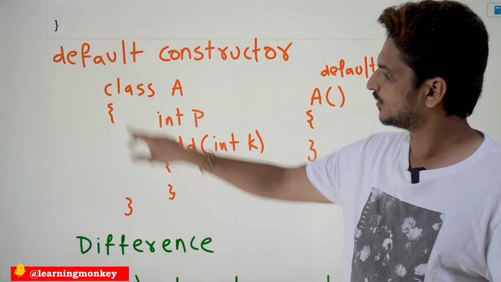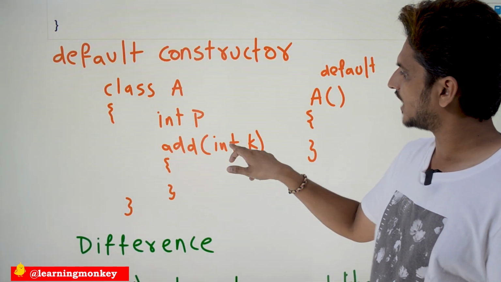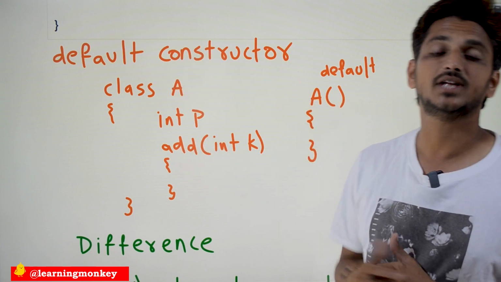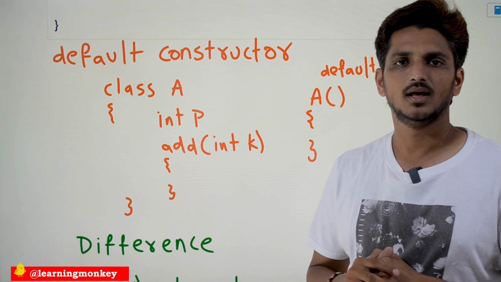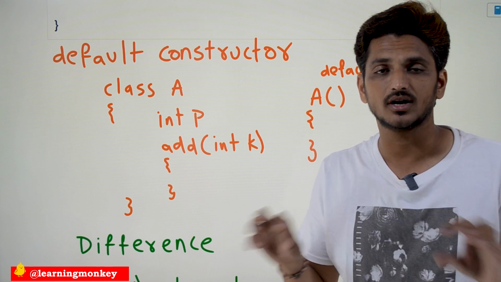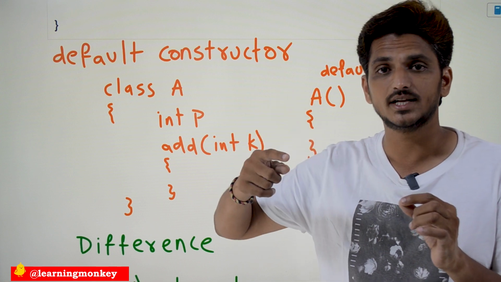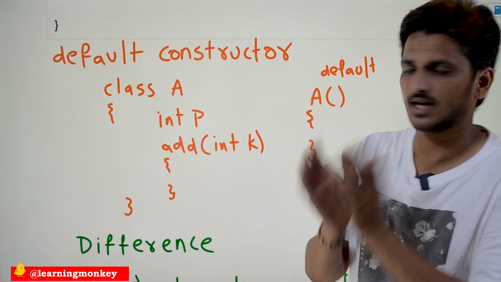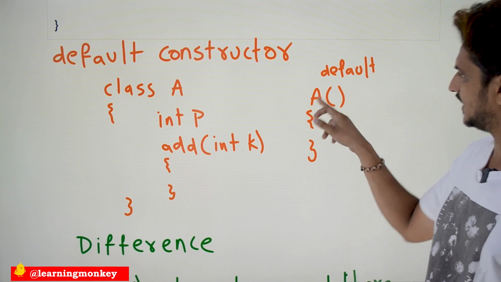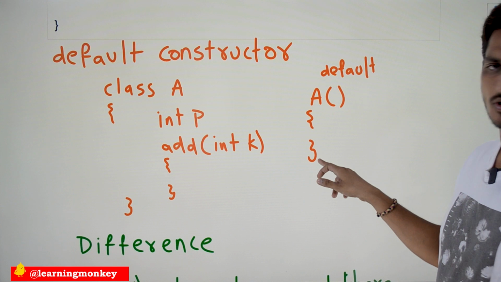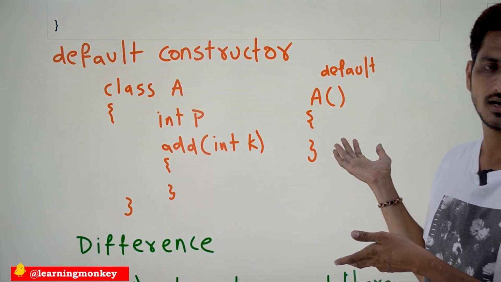Now coming to understand the default constructor. Class A, open brackets, close brackets, int P, add of int K. We have mentioned a method and an instance variable, but we did not mention any constructor. But Java itself is going to create its own default constructor. How is it going to create it? A of, with the same class name, open brackets, close brackets. Nothing is there in this.